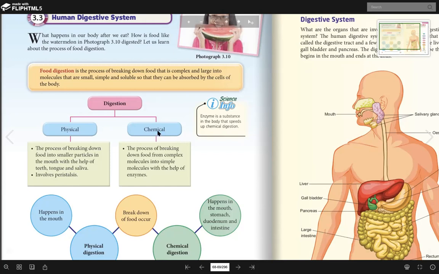And then we have chemical digestion. Basically, chemical digestion will involve enzymes. We are going to study in detail about what enzymes are involved. So what does chemical digestion mean? It is the process of breaking down food from complex molecules into simple molecules using enzymes. So the keyword here is enzyme.